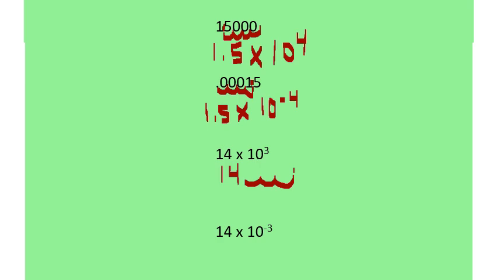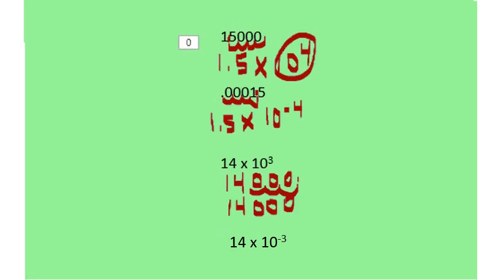I know that this is going to be a whole number and not a decimal. So I'm going to put zeros in place of the spaces which I moved. So in this case, I end up with 14 times 10 to the 3rd power equals 14,000.